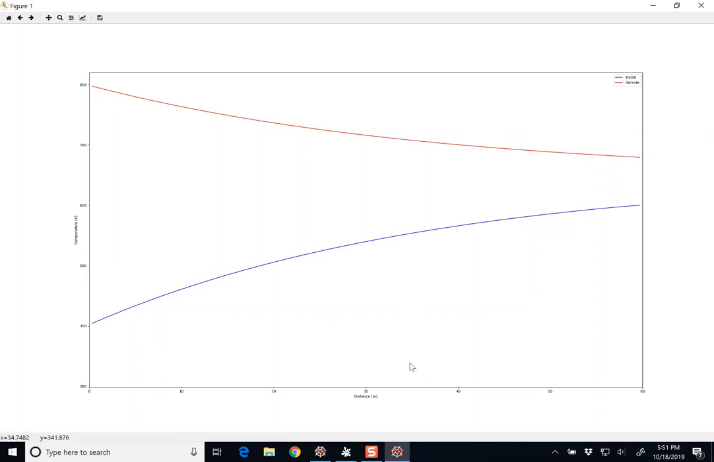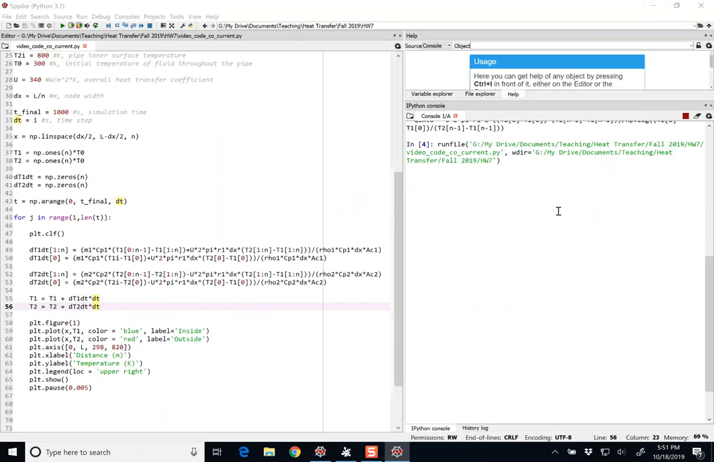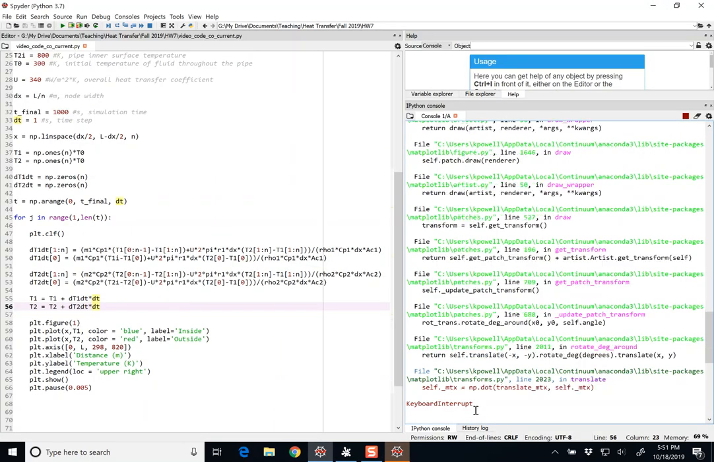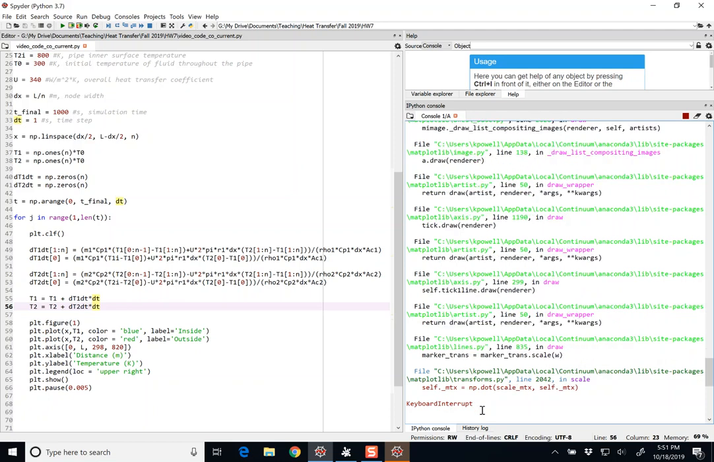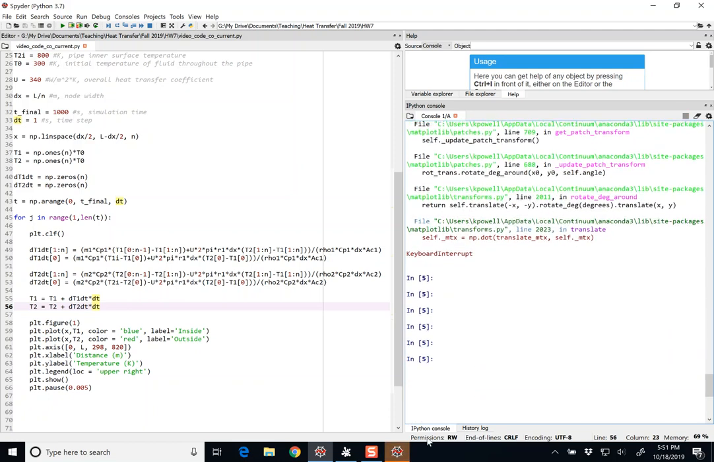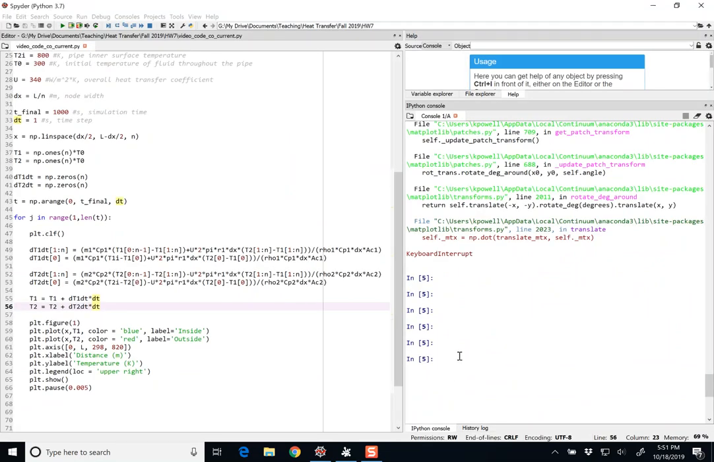So it looks like we've basically reached a steady state. This is going to keep popping up plots, so I'm going to go ahead and interrupt the code with a Control-C. All right, so we've stopped our process. All right, so things are looking pretty good here.